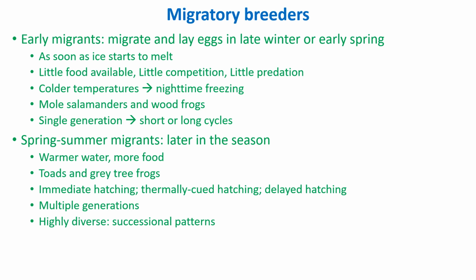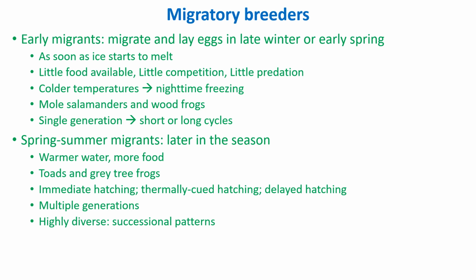Examples are American toads, Fowler's toad, at least in northeastern United States, and gray tree frogs are also a good example here. Now these guys lay eggs and they hatch, and that hatching could be triggered by water temperature as well. If the water temperature is still a little too cold, then the hatching could be delayed. So these guys could actually complete multiple generations in the vernal pool.